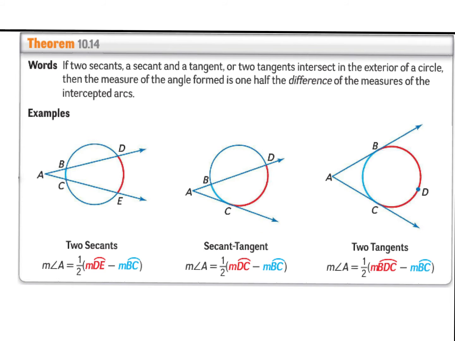So this next example is a secant and a tangent forming an angle. And so you're going to do 1/2 of DC minus BC. So same process. And then in this one, you have two tangents forming an angle. And it's going to be 1/2 of BDC minus arc BC.